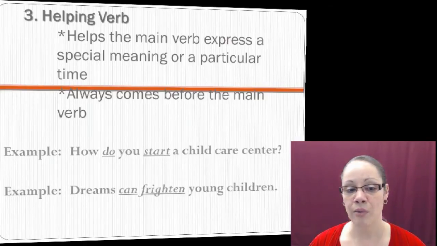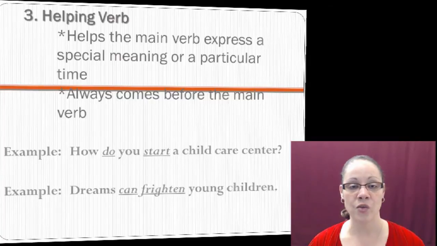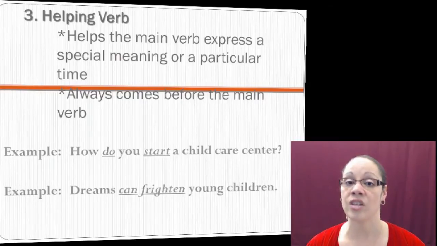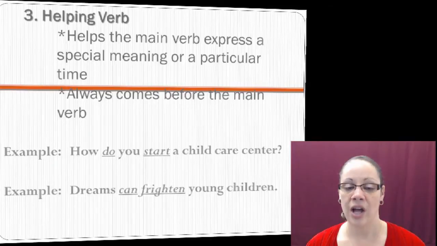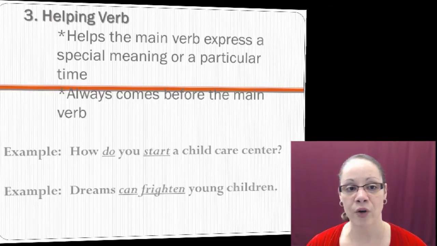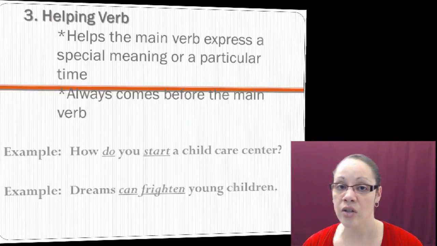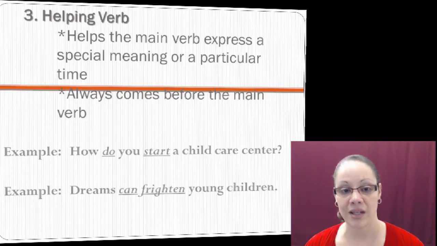I have two examples here. Let's look at the first one. How do you start a child care center? You is our subject. Let's turn this question into an actual sentence. You do start a child care center. You is our subject. Our verbs are do and start. Do is the helping verb that's helping our main verb, start. So do start are both the verb of the sentence.